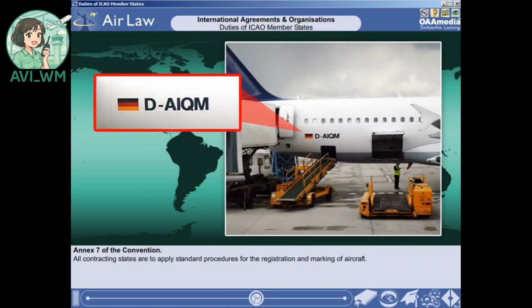There are a few more duties of the ICAO member states that need to be mentioned here. The first of these requires that all contracting states apply standard procedures for the registration of aircraft. All aircraft are required to be registered, and the standard identifies the format of registration marks and the nationality symbols, including where they are to be displayed on aircraft. These registration standards are found in Annex 7 and will be dealt with in further lessons.